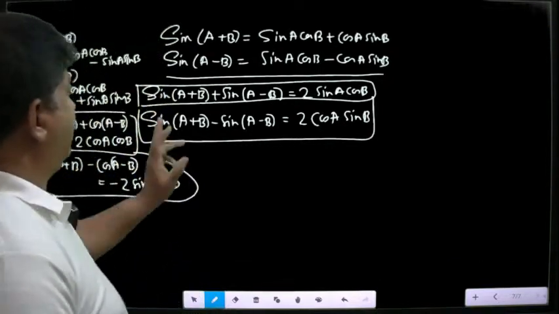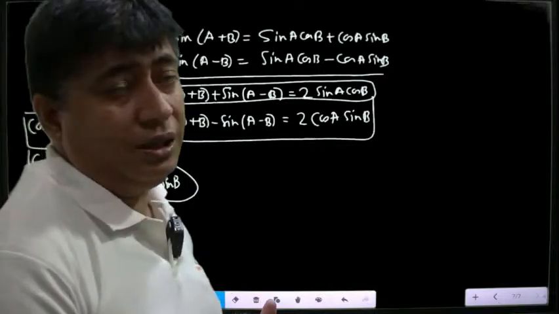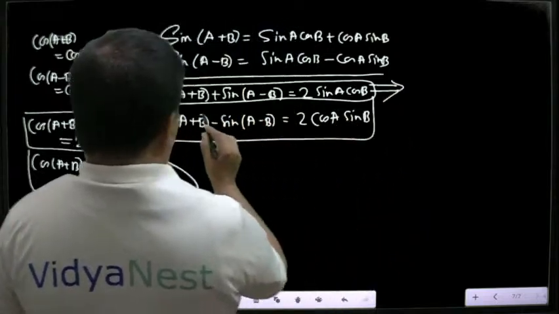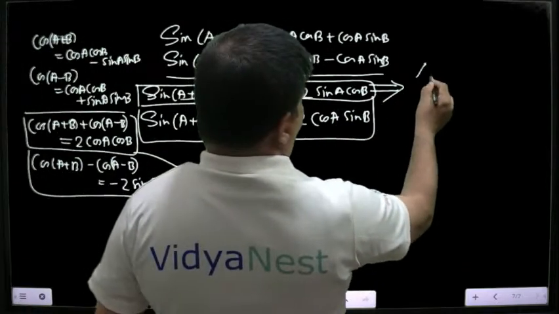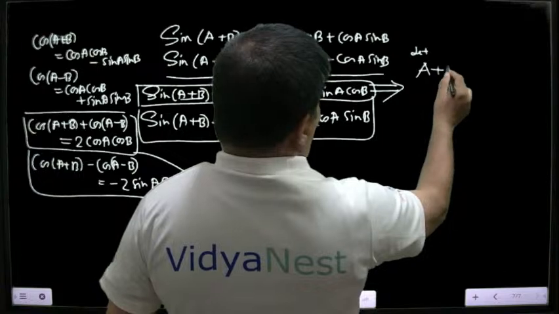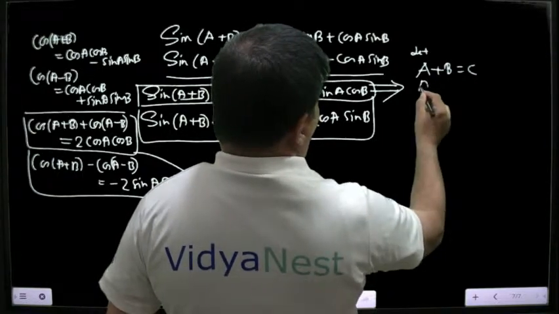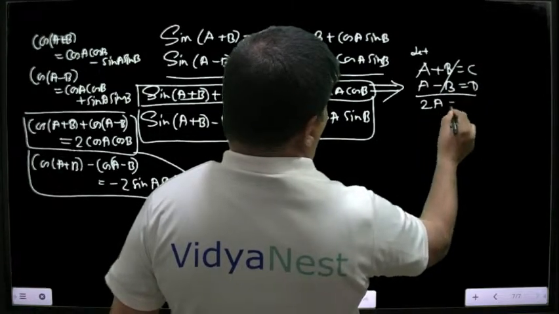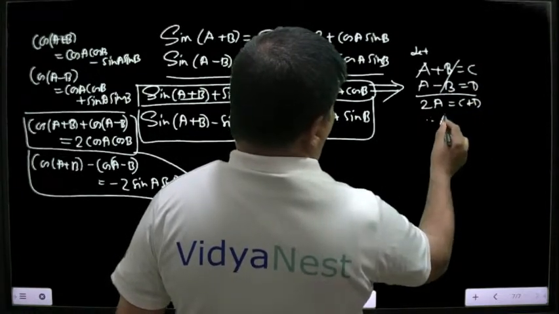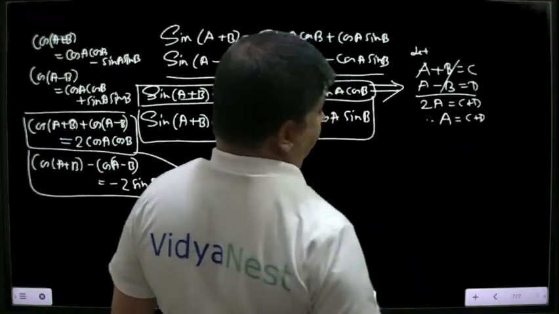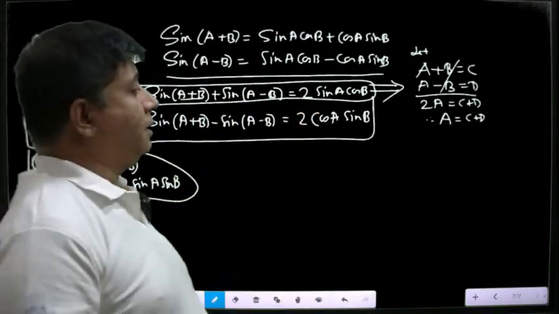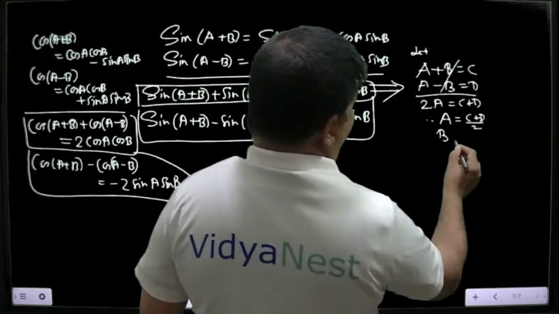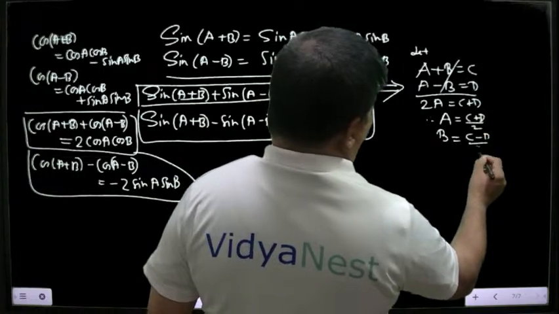Now, these formulas can also be changed into other important formulas. Here you see, from here, take A plus B is equal to C. Let A plus B is equal to C, A minus B is equal to D. Adding, twice of A is C plus D. Therefore, A is equal to (C plus D) by 2. In case of subtraction, B is equal to (C minus D) by 2.